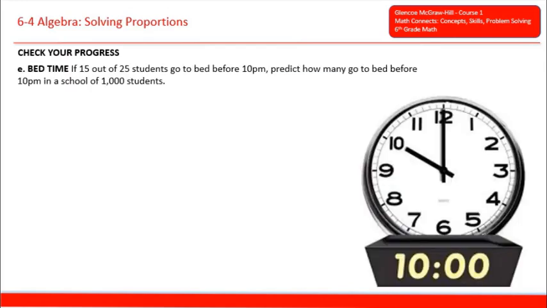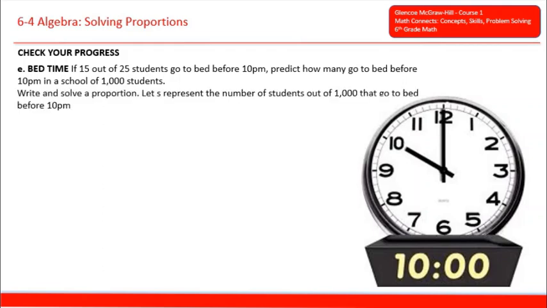Check your progress. E. Bedtime. If 15 out of 25 students go to bed before 10 p.m., predict how many go to bed before 10 p.m. in a school of 1,000 students. So 15 out of 25 equals S out of 1,000. I used S for students. So 15 out of 25 before 10, and we don't know how many out of 1,000 go to bed before 10.